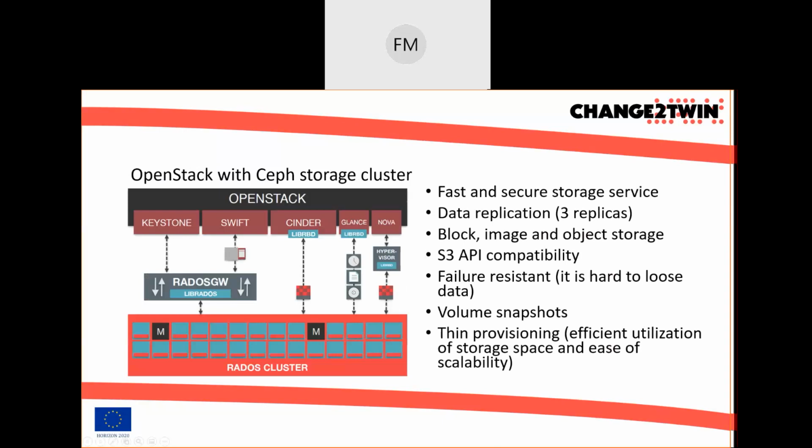So the next slide, if we can, shows the storage subsystem which we are using. It is based on Ceph. This is quite fast and secure storage service with data replication, so it is quite hard to lose data there. It is failure resistant. There is a lot of redundancy and replication. It gives you also S3 API, so you can use it similarly to the Amazon storage service, for example. You can do easily volume snapshots and restore them later. It is very flexible regarding utilization of storage space and ease of scalability.